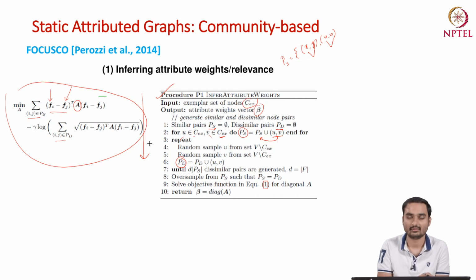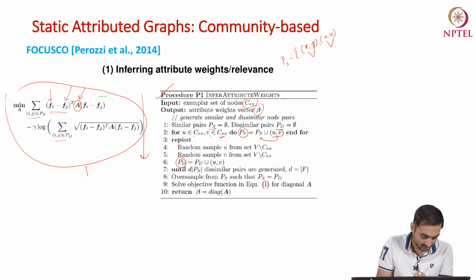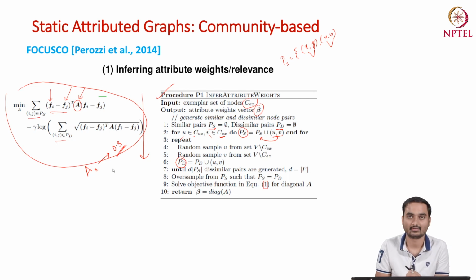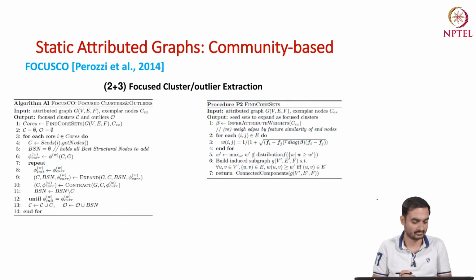So, at the end of the day what will we have? We have a matrix A, and this matrix A would be a diagonal matrix. Let us say A_11 is 0.3. So, this is the weight of the first attribute. Similarly, A_22 is the weight of the second attribute. These are the weights of the attributes.